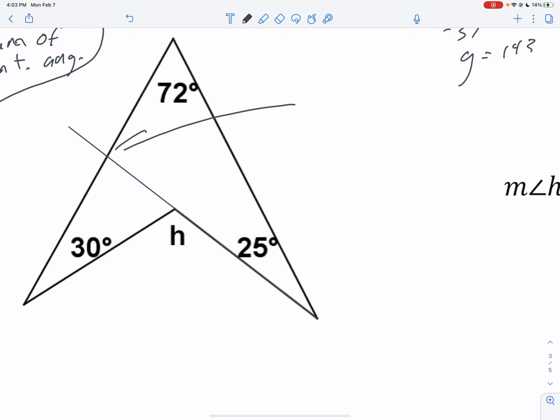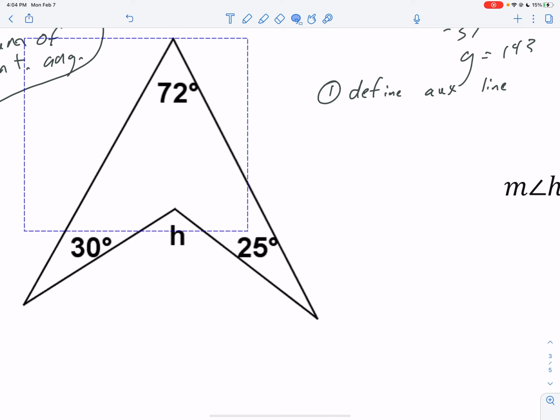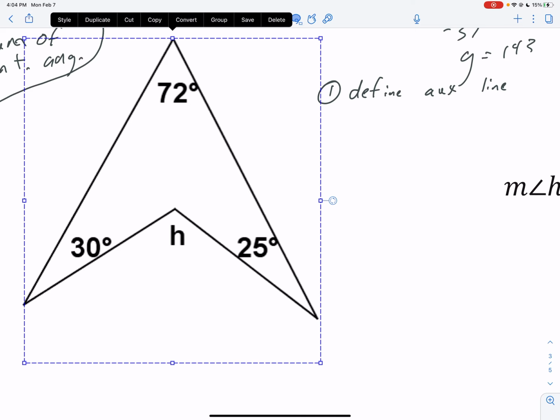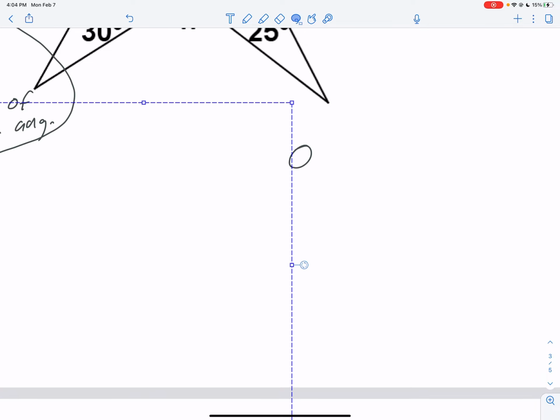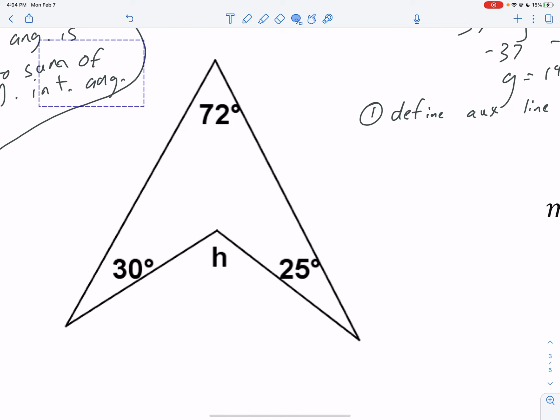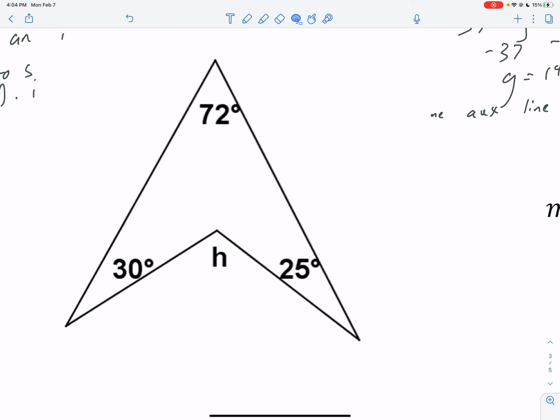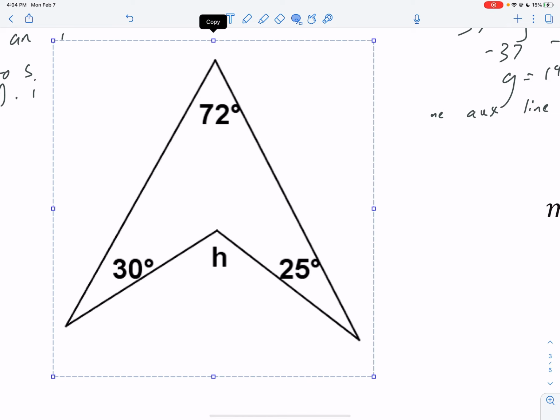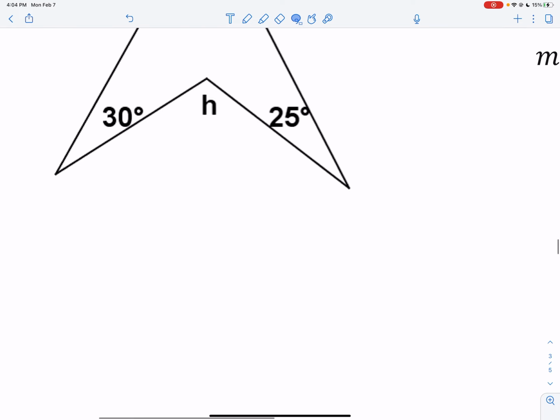I want to point out this is not necessarily a right angle. But I made an auxiliary line. Define auxiliary line. And before I do this, I'm going to go ahead and kind of copy this, because I would like to do it the other way as well. Delete. Copy. Back. Put it right here.